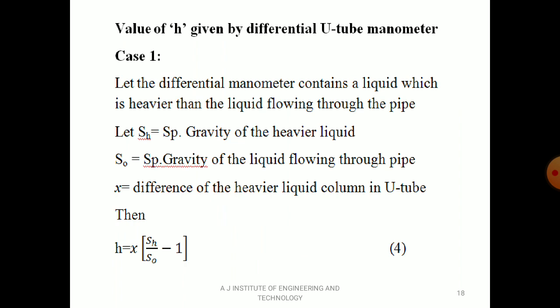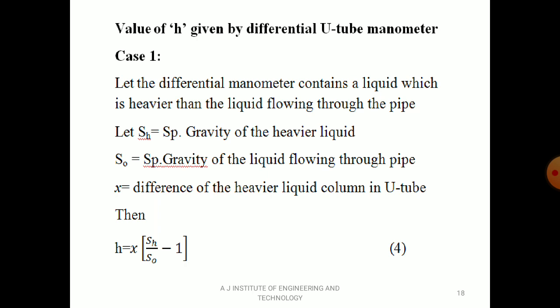So x equals the difference of heavier liquid column in the U-tube, then h equals x into SH divided by SO minus 1. So the difference of pressure head can be obtained by using the expression h equals x into SH divided by SO minus 1. What is x there? Difference of heavier liquid column in the U-tube. So you can obtain the pressure difference by using this expression. Take it as expression 4. This is the case when the manometric fluid has specific gravity greater than the flowing fluid. So then you can use this expression.